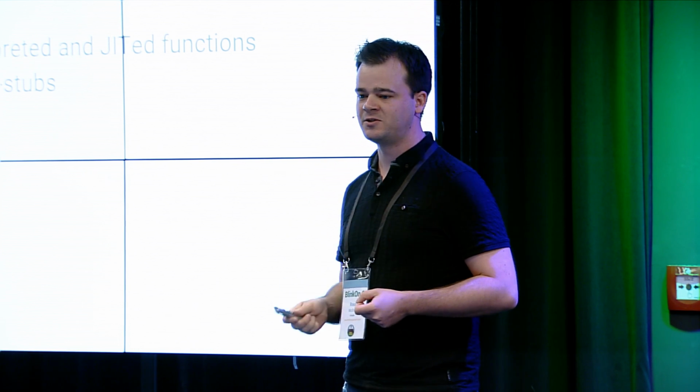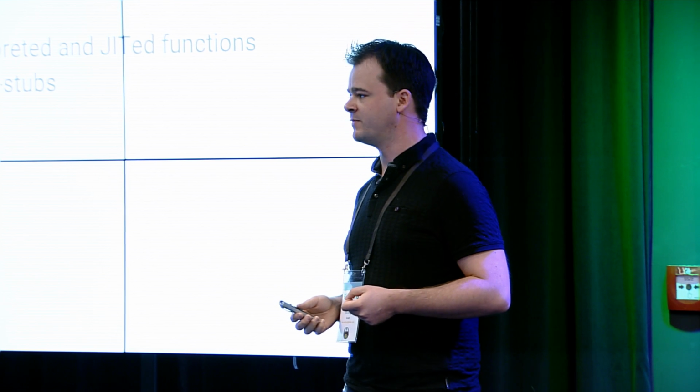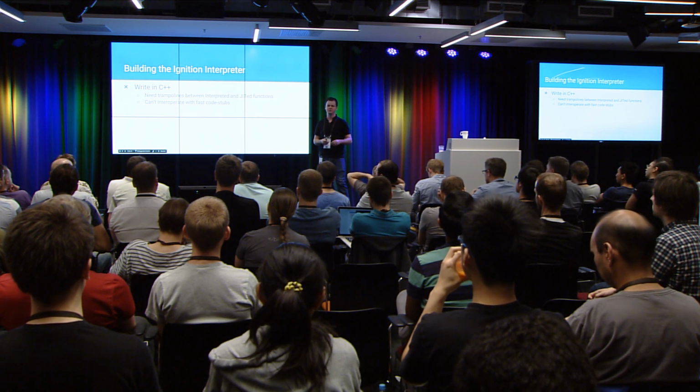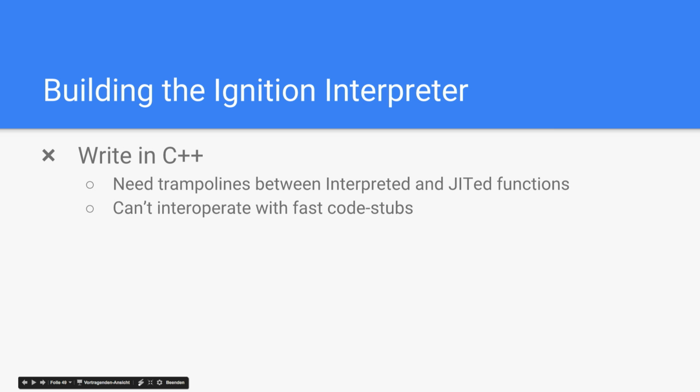The problem is it's slow. And it's probably not slow in the way you think. It's not that the C++ code is necessarily slow. Compilers are fairly good at optimizing these switch statements or goto labels and generating decent code based on them. We could have written that. The problem is that to interoperate with the rest of V8, that becomes slow.